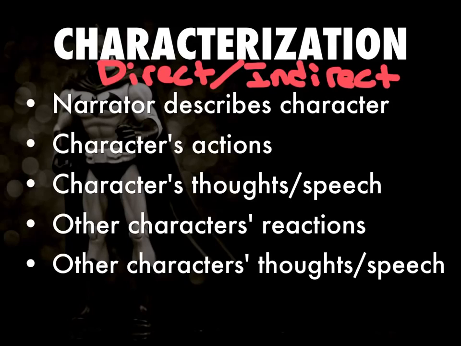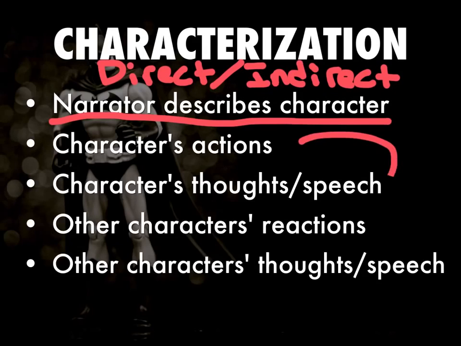With direct characterization, writers directly state a character's personality traits. They tell you straight out how the character is. Whereas with indirect characterization, a writer uses a character's actions, thoughts, and feelings to suggest a character's traits. So, if we look at these bullet points we have here, narrator describes the character. That would be direct characterization. The character's actions and all of these other things would then be indirect characterization.